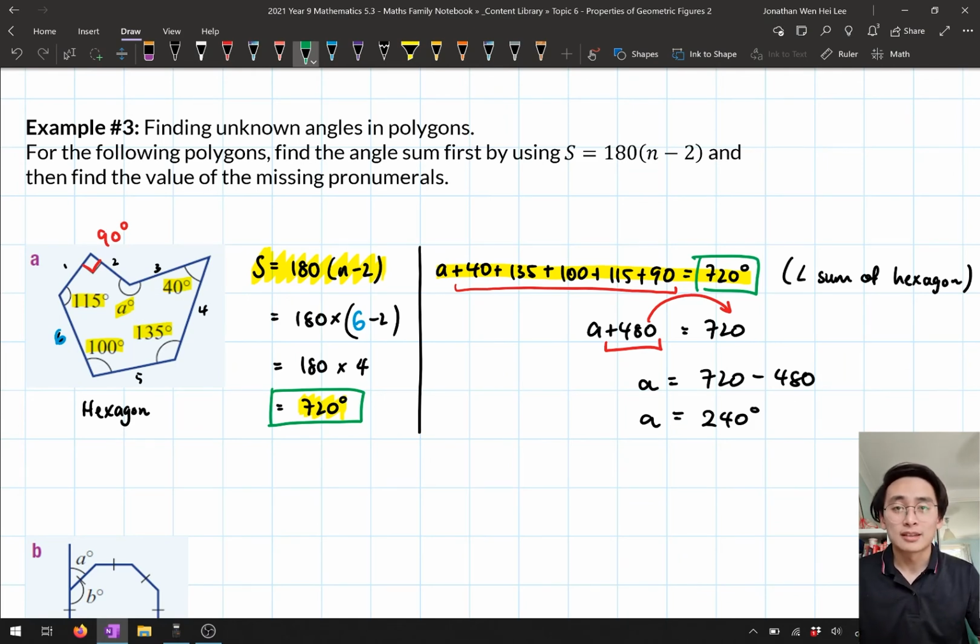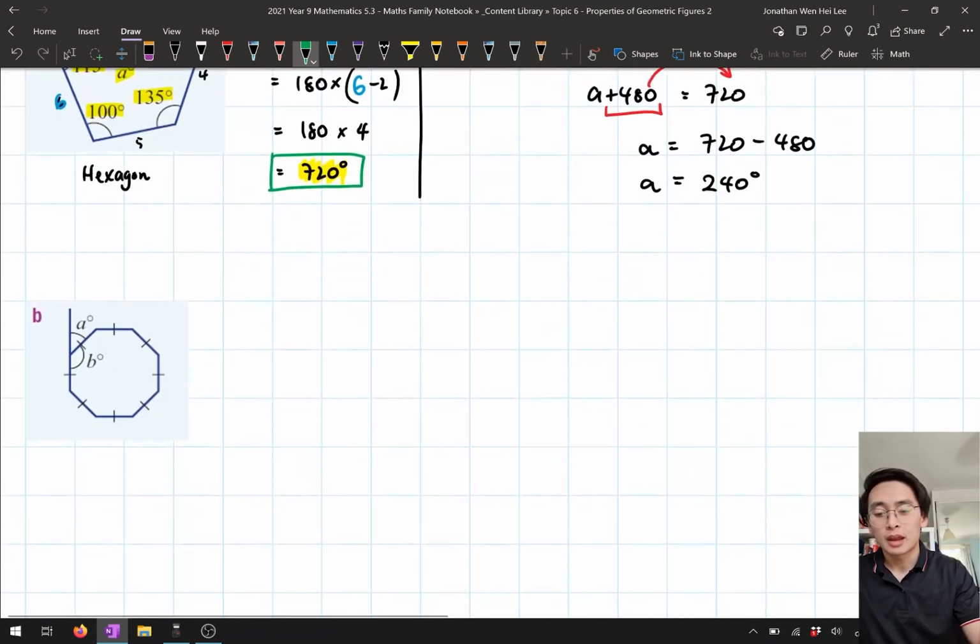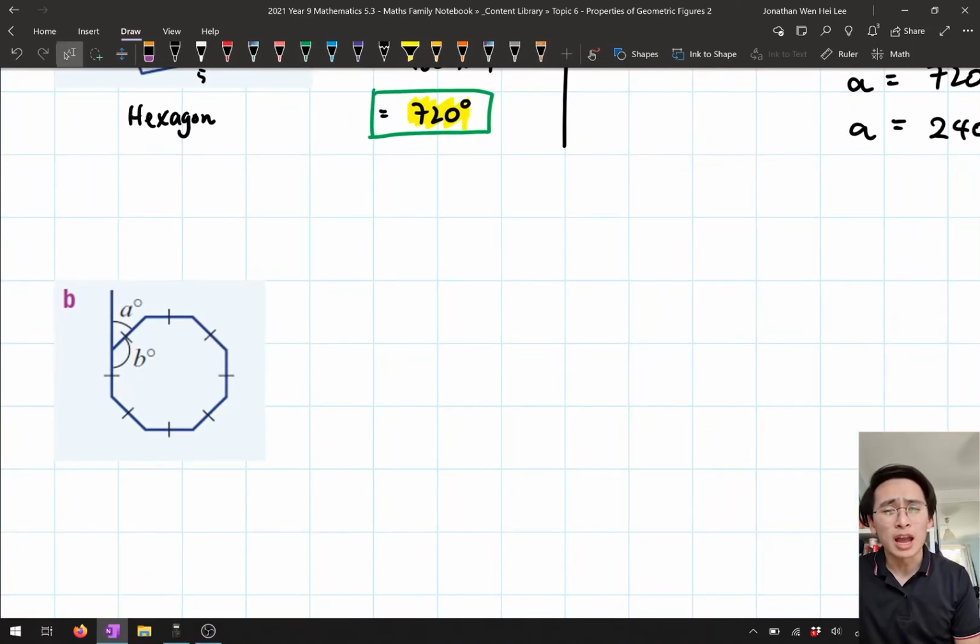Okay, let's have a look at one more example. Now here, in this particular example, we don't have very many angles. We've just got A and B. But there's something actually very important to notice here. So I'm going to point something out.